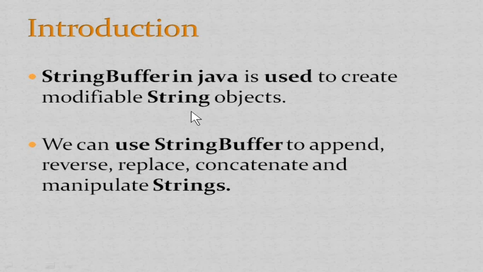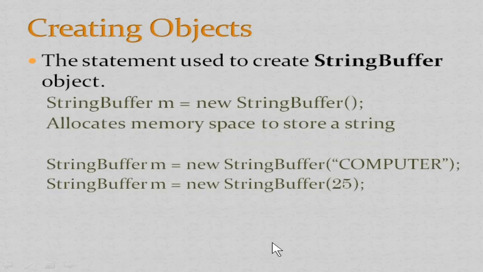We can use string buffer to append, reverse, replace, concatenate and manipulate strings. So these are the modifications you are going to do. So how to create an object? You should notice this statement, observe it. You can see StringBuffer is used as a single word, then an object, then equal to, then new, again StringBuffer, open and close parenthesis and semicolon. So this is the statement which is used to create a string buffer object.